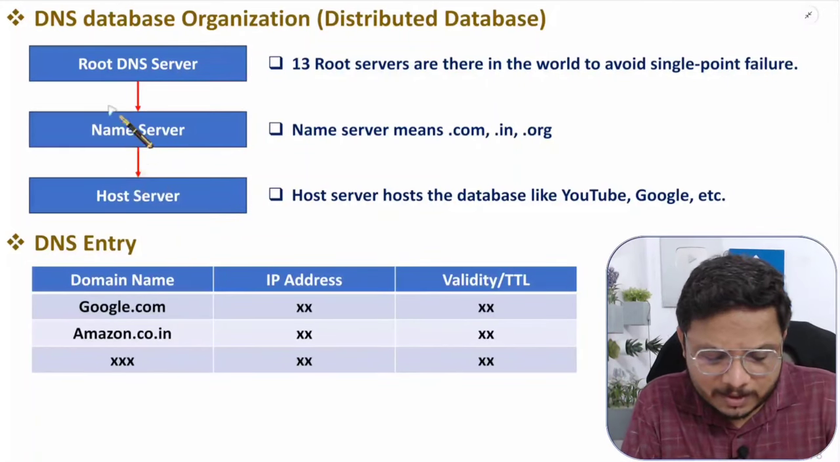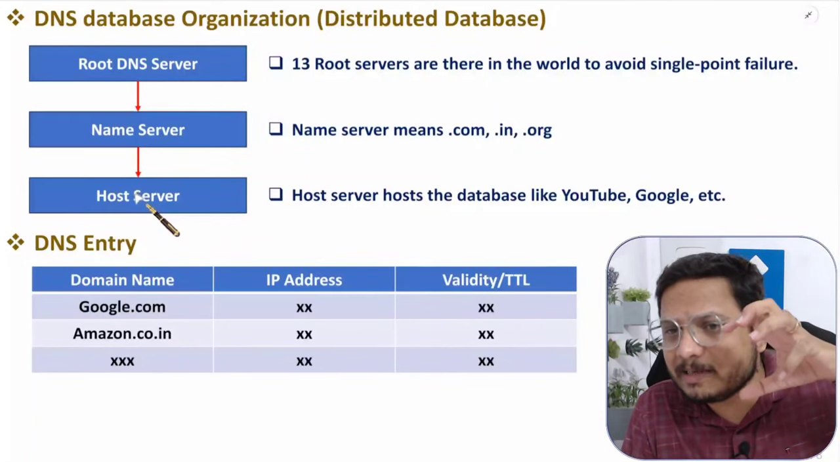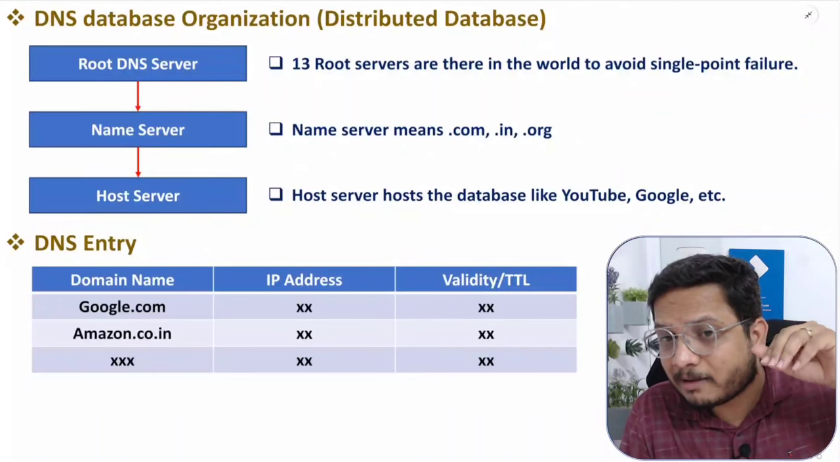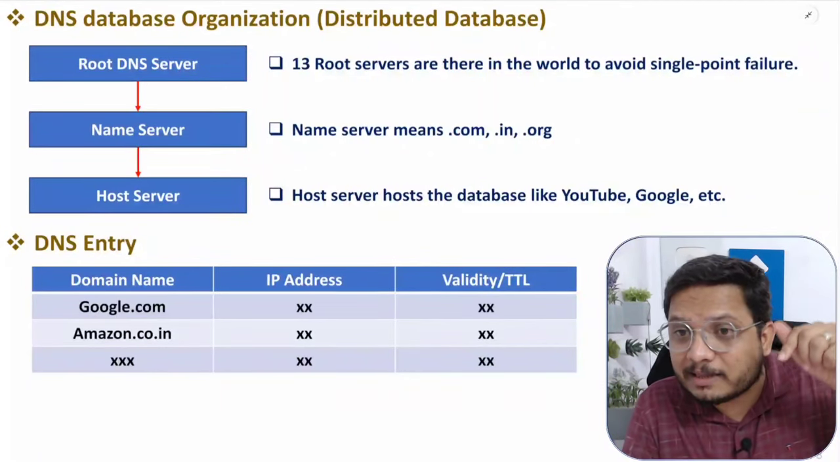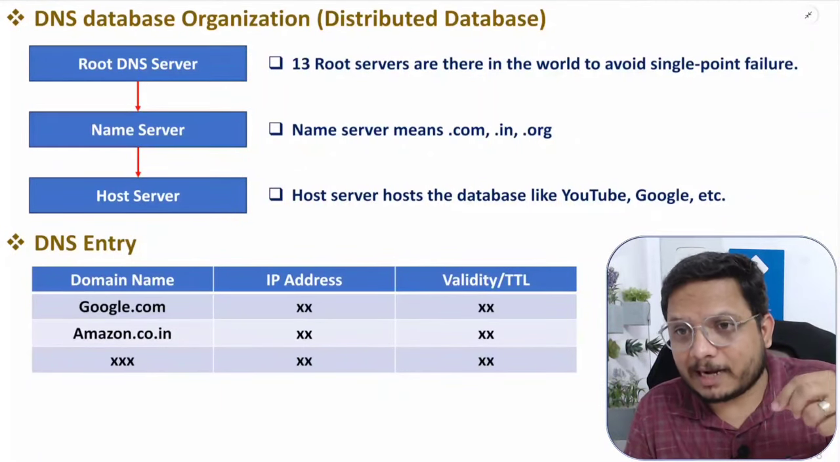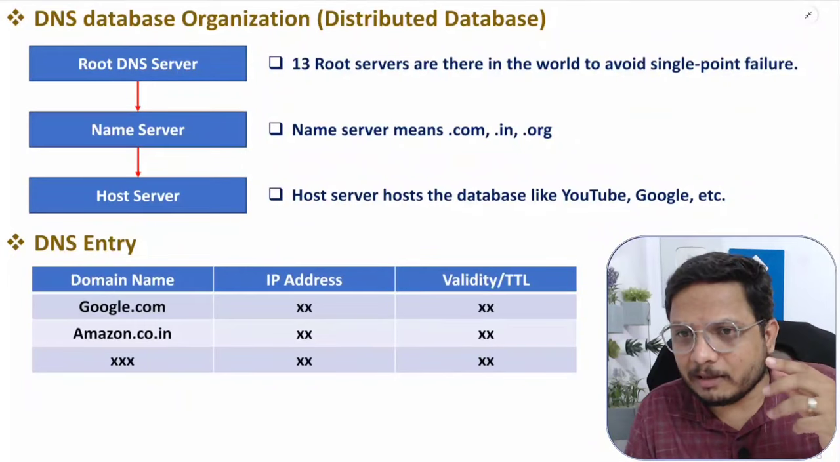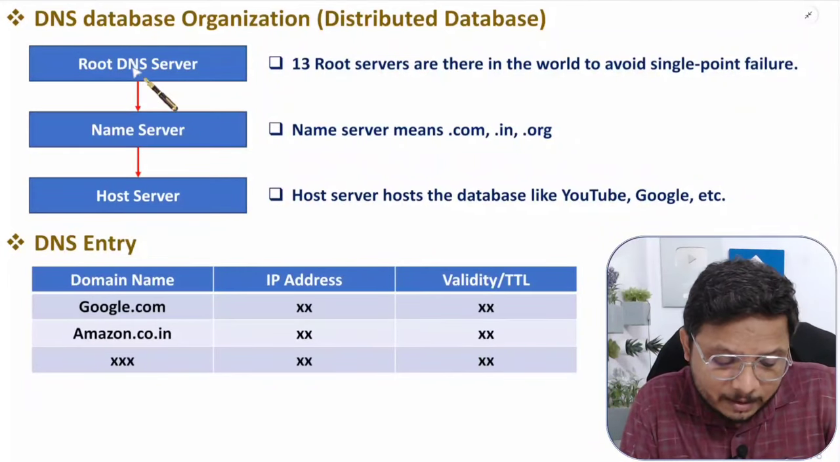Always remember this sequence. The reason is that DNS fetches the IP in this hierarchy only, right? I'll show you that by one practical example. But right now consider this hierarchy.